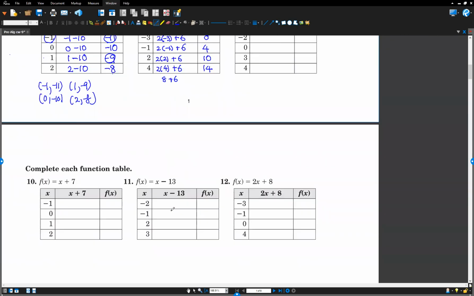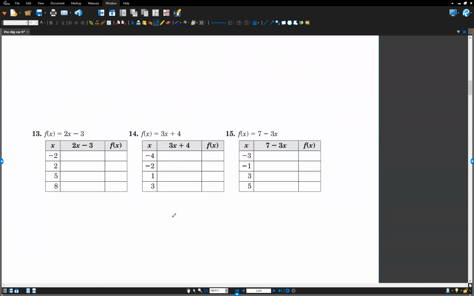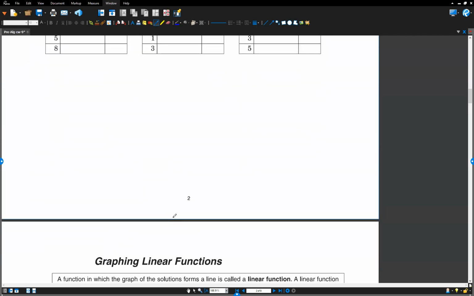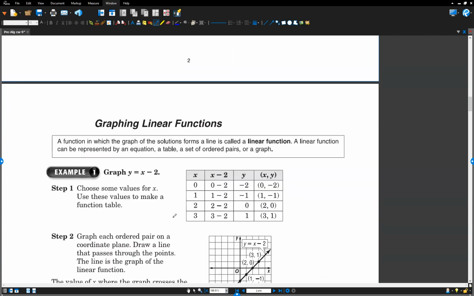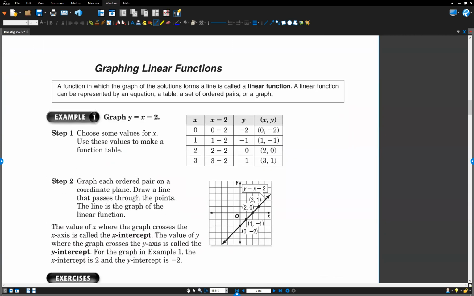Okay, a little more practice over here. Take a look over here. Now, let's make a graph. We're gonna make a graph y equals x minus 2. Put this number, x is 0, into the equation here.